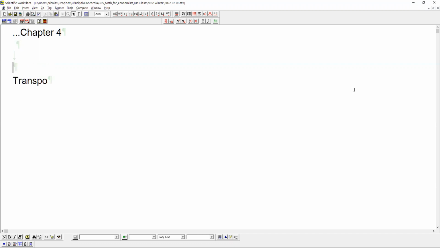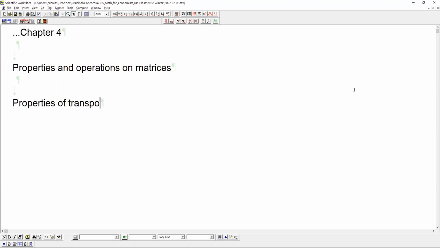So we're continuing with the properties and operations of matrices. Some properties of transposes that I haven't told you about yet. One is the transposition of a sum. If I have A plus B transpose, then what do I get? I get A transpose plus B transpose.